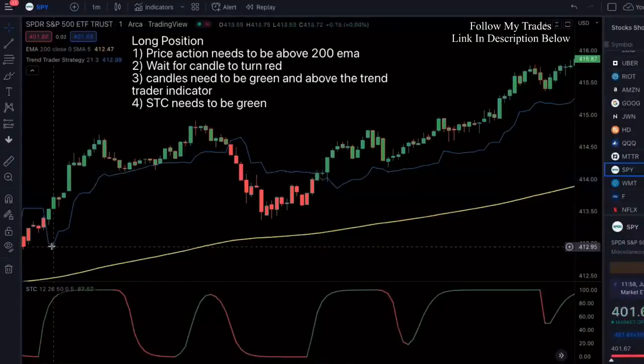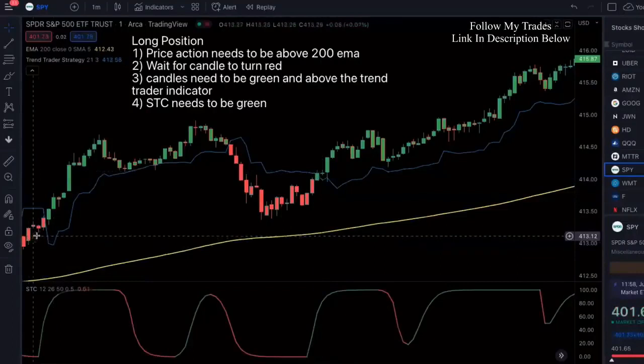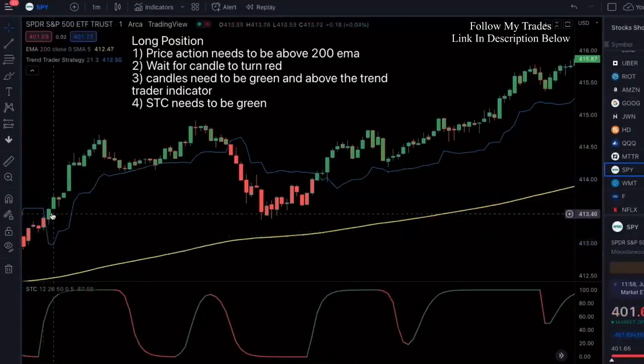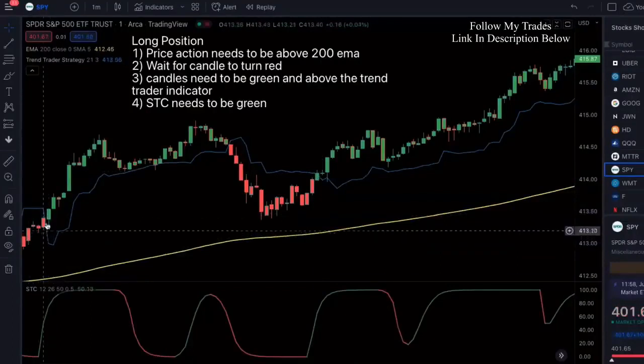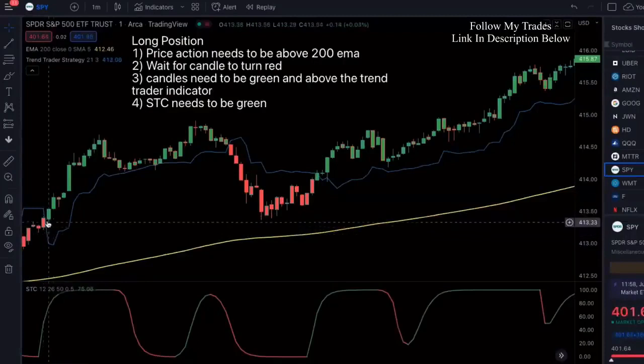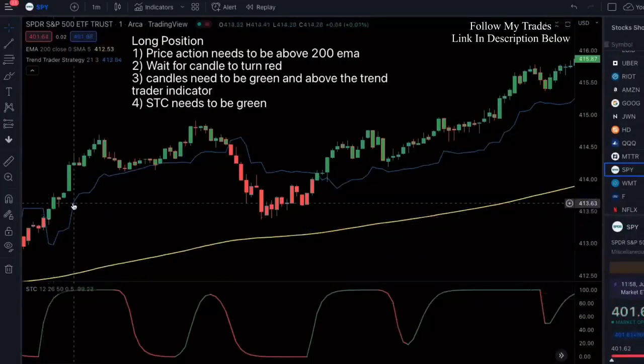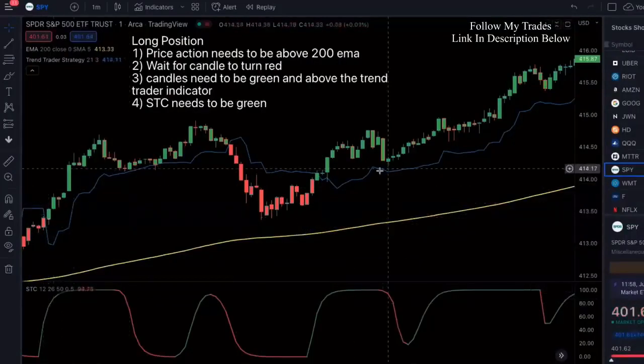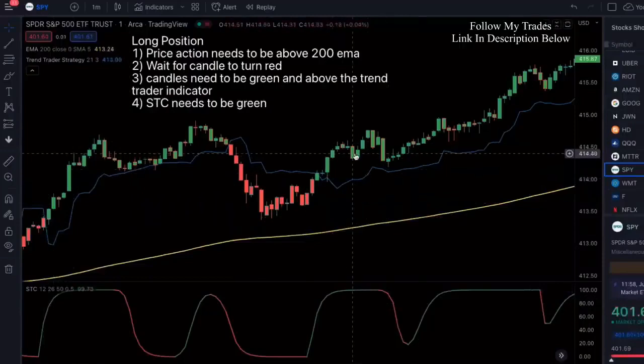Okay. Like right here, same thing over here, right? Candles are red. They turn green, price action is above the trend trader strategy, right? And the STC is green as well. So you get in on here. So these two would be buy examples.